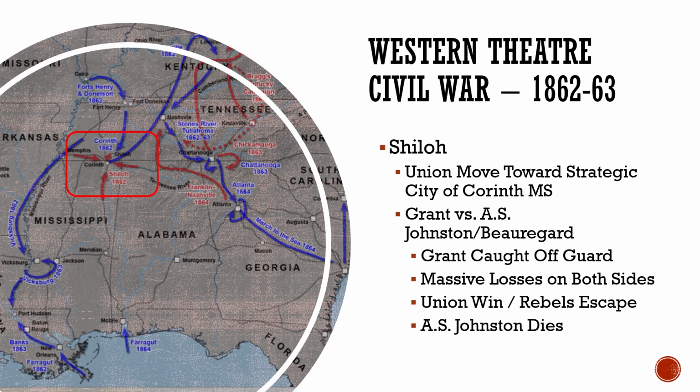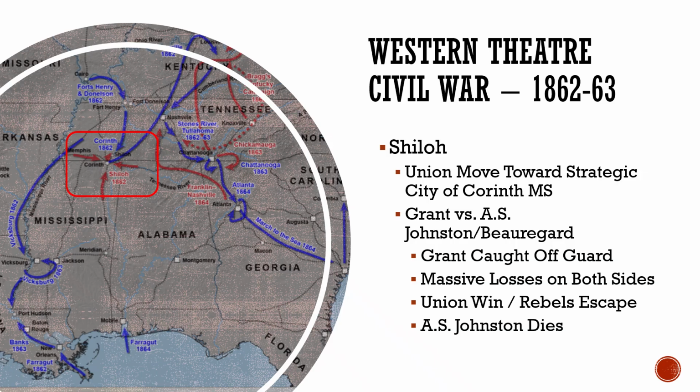This was Grant versus A.S. Johnston and General Beauregard. Grant was caught off guard. He received a lot of criticism for that. Basically, his men were eating breakfast early in the morning when the Confederate troops snuck up on them and caught them very much by surprise.